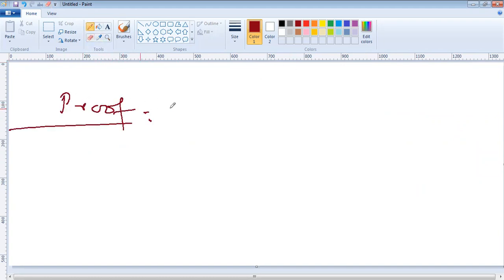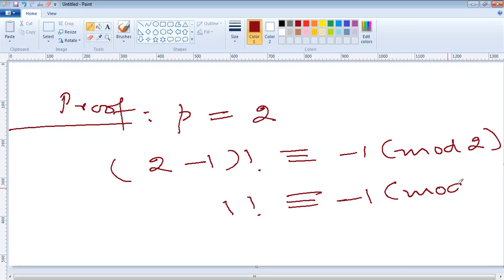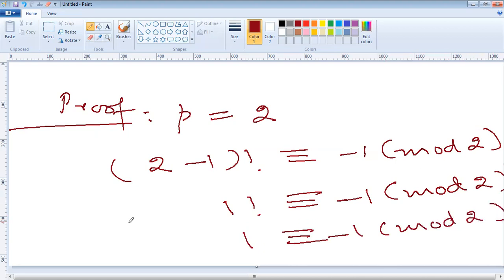Talking about p equal to 2, minus 1 factorial, minus 1, which is true. Why? Because if you put 1 factorial, it's clearly congruent to minus 1 modulo 2, because 2 divides 1 minus 1.